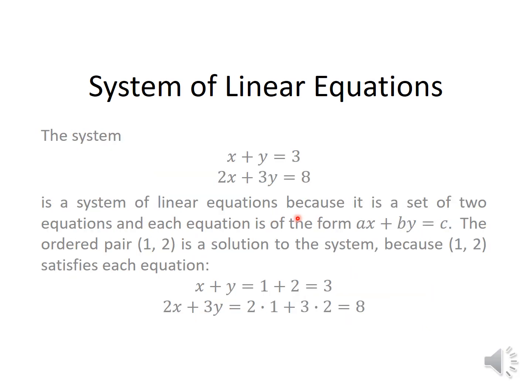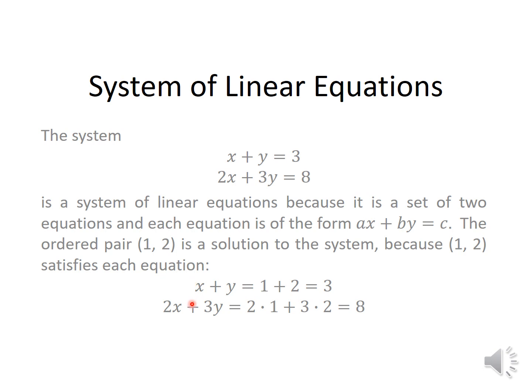Look at this system. Why do we call this a system? Because it is a set of two equations, and each equation is of the form ax plus by equal to c, with two unknowns, x and y. The ordered pair (1, 2) is a solution to the system, because (1, 2) satisfies each equation.